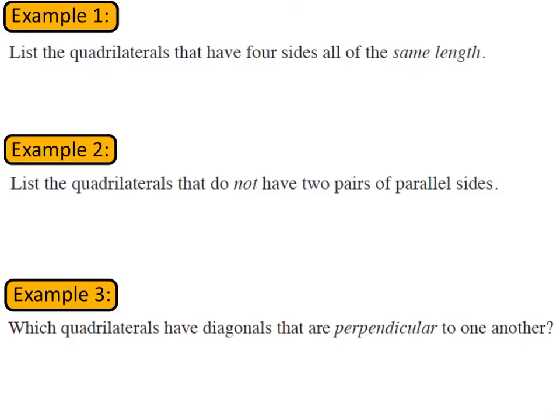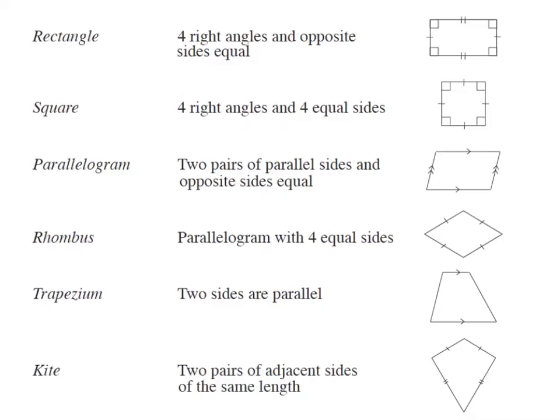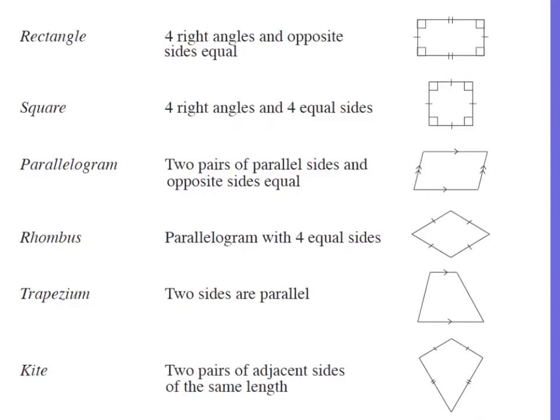Example 3, which quadrilaterals have diagonals that are perpendicular to one another? Now, if we look at the diagonals of each one of these shapes, let's start to draw them in. Which ones are perpendicular? Well, perpendicular means at 90 degrees, and it doesn't look like the rectangle has diagonals of 90 degrees. Let's now look at the square. Yep, they look like they're 90 degrees, don't they? And they are. Let's carry on with the parallelogram. Are they going to be at 90 degrees? Nope, they do not look like they are. You've got some obtuse angles and some acute angles.